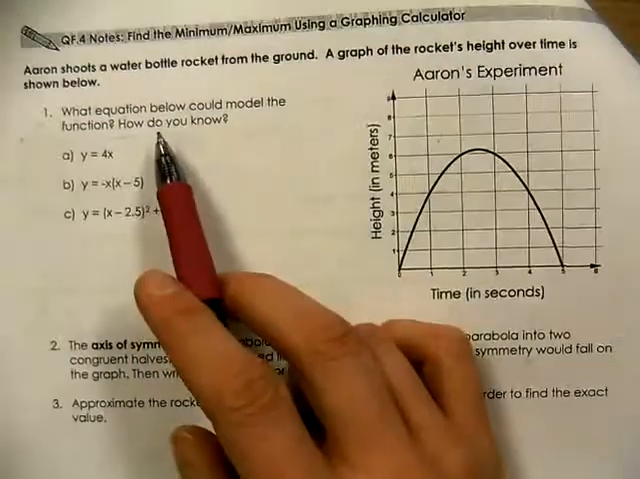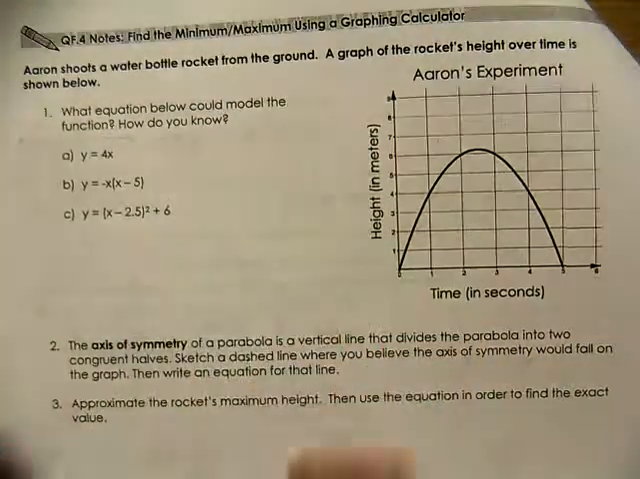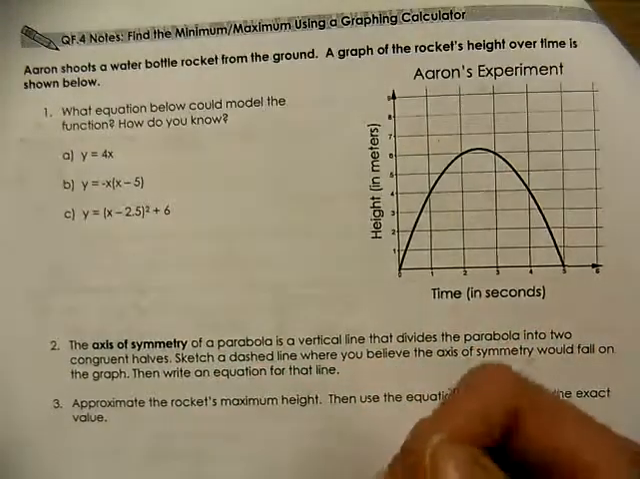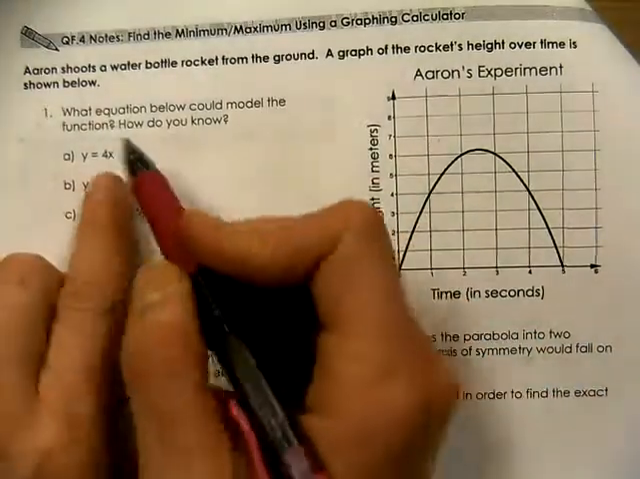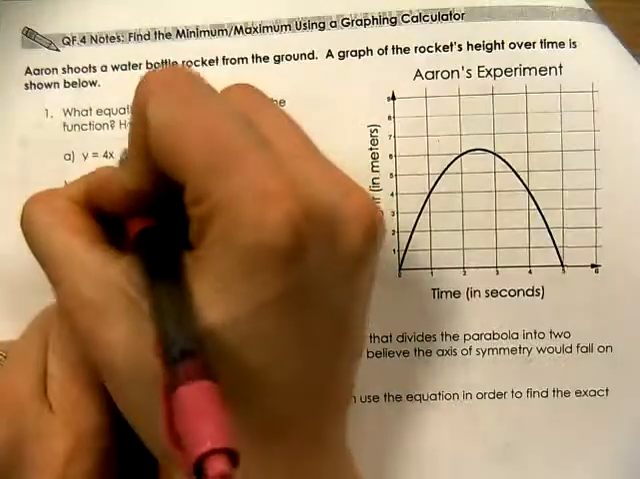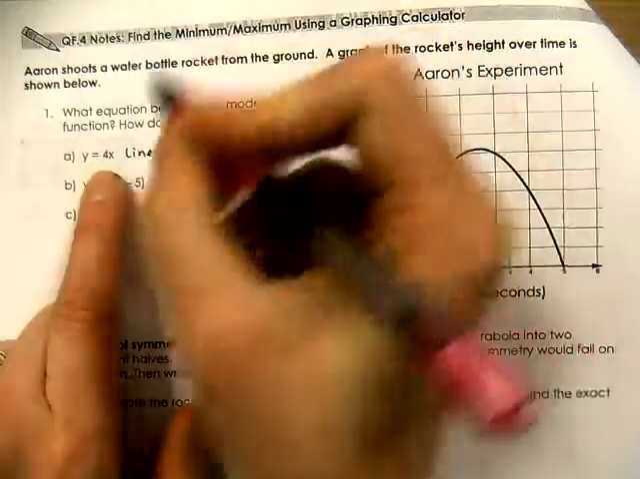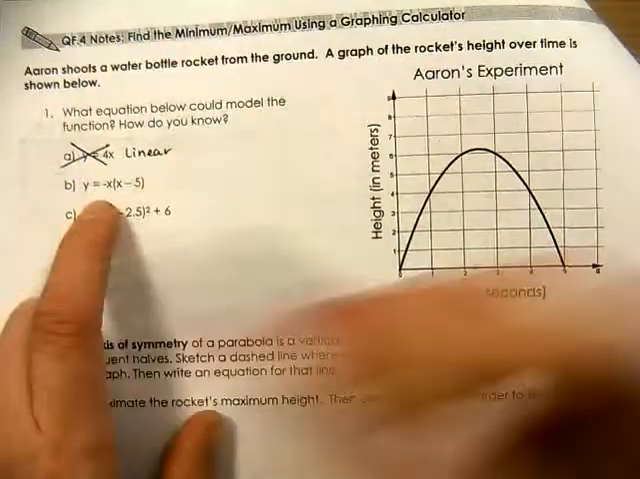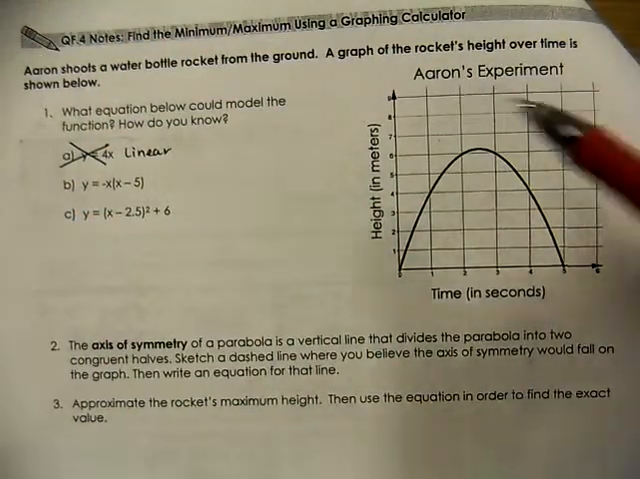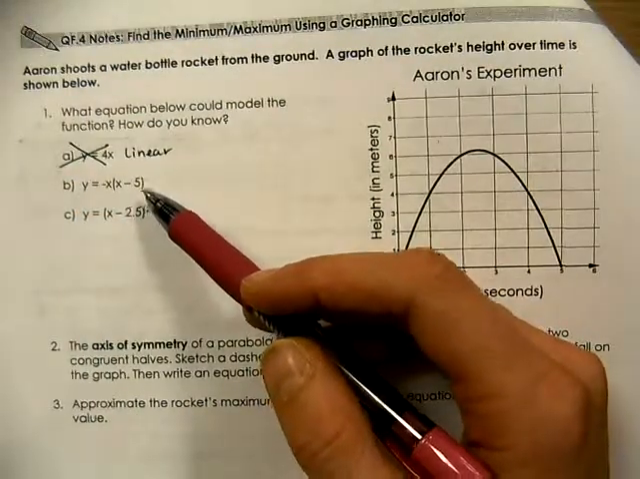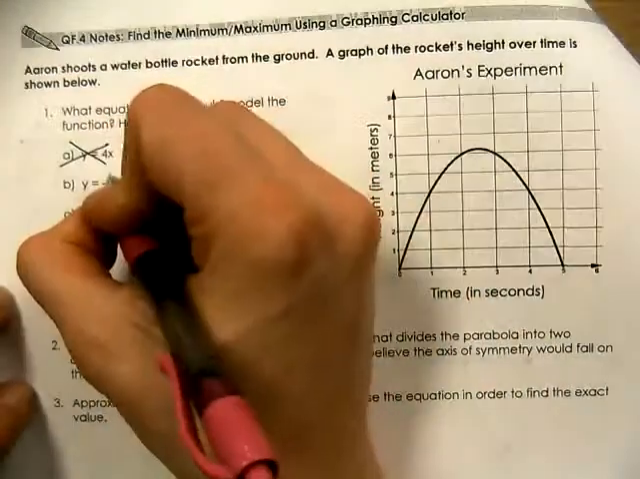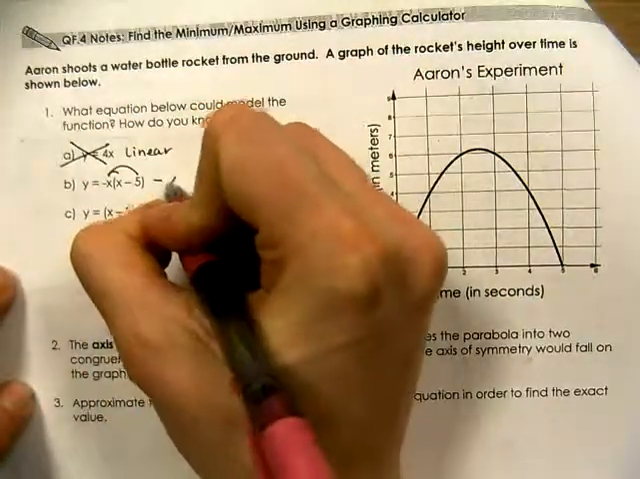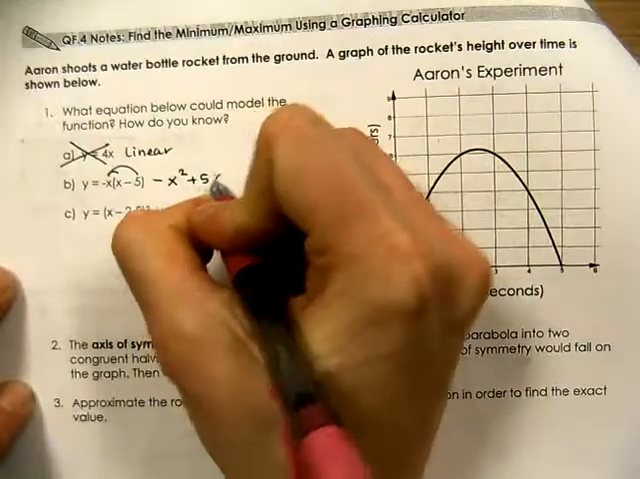Okay, so now I look here. What equation below could model the function, and how do you know? I'm just going to go step by step and kind of talk through my rationale. So I look at y equals 4x. Well, I'm looking at that, and this is linear. That would be a line with a slope of 4 and a y-intercept of 0. That's definitely not going to match the graph because the graph's a parabola. I look down here, I don't see an x squared, but I do see an x times an x, and if I were to distribute that, that would be negative x squared plus 5x.